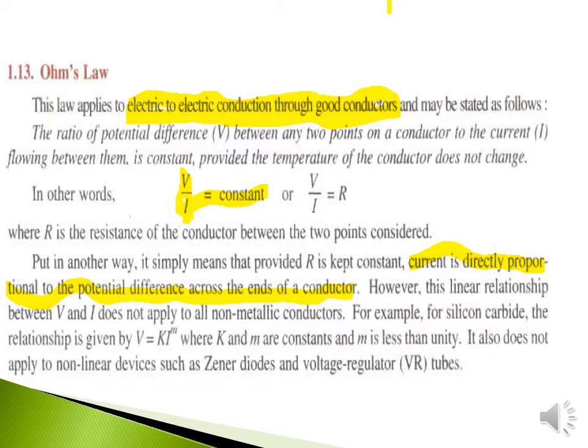But this is the limit. There is a limitation for Ohm's law. That limitation is that it shows a non-linear relationship in the case of non-metallic conductors. For example, silicon carbide. The relation is given by V is equal to K I to the power M, where K and M are constants. M is less than unity, unity meaning 1. It should be less than 1. It also does not apply to non-linear devices such as Zener diodes and voltage regulator tubes.